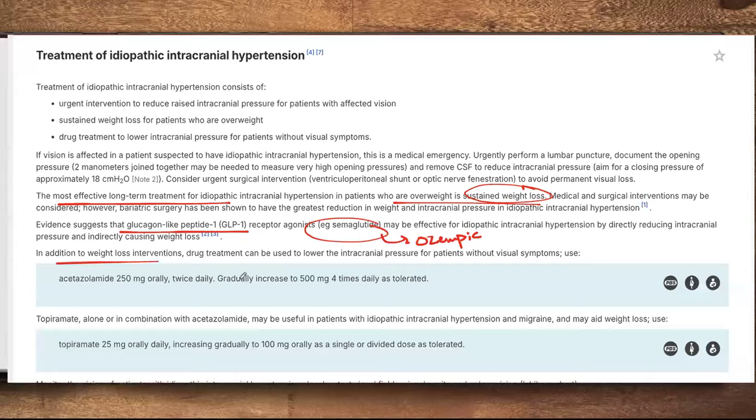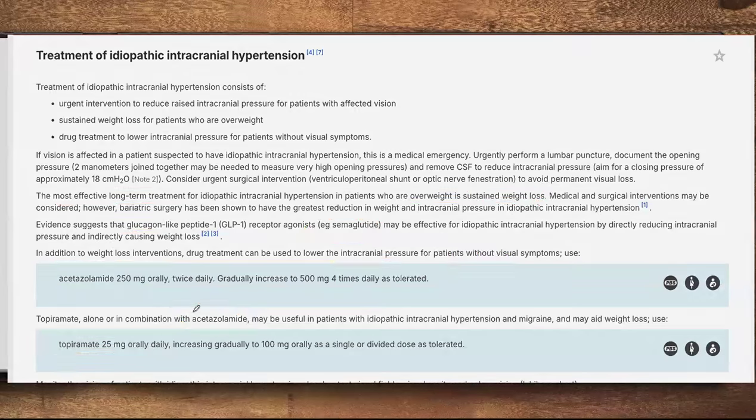In addition to weight loss, the drug treatment to reduce the intracranial pressure without the visual symptoms is going to be acetazolamide. Now, in combination with acetazolamide, we can also try topiramate. This too is not like a main medication to treat this.